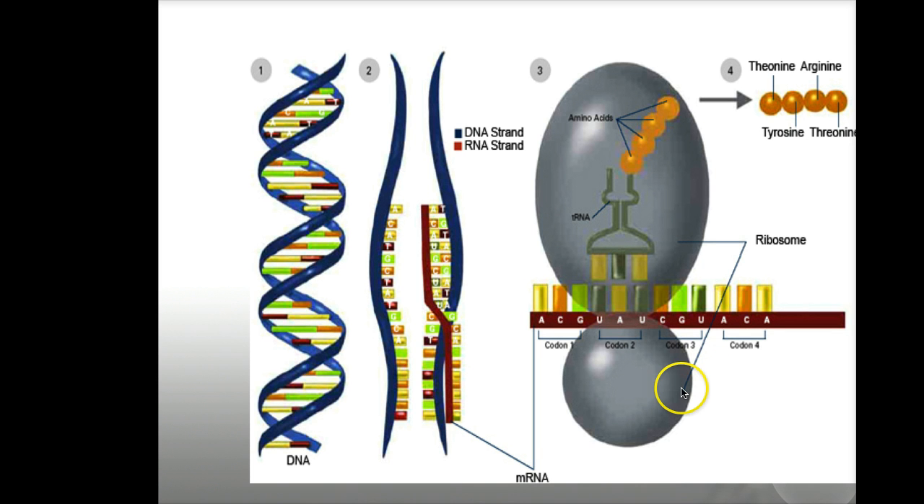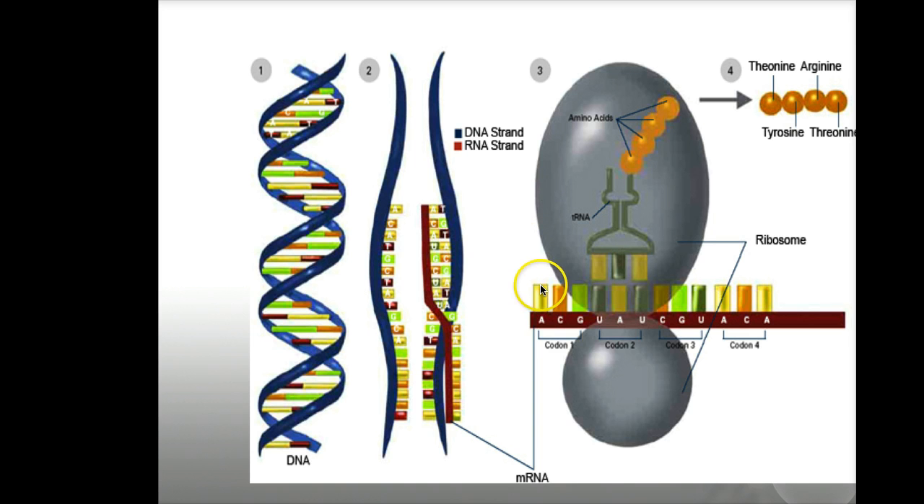Here is our ribosome, and this looks a little bit different than the other pictures I've showed you, but here's our DNA strand. The DNA unzips and we make a copy. That is the mRNA strand. The mRNA strand is then going to leave the nucleus and latch onto the ribosome. The ribosome is going to read that mRNA strand 3 nucleotides at a time, and we call that a codon.